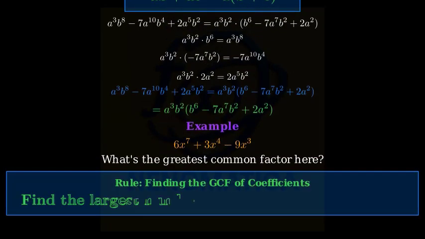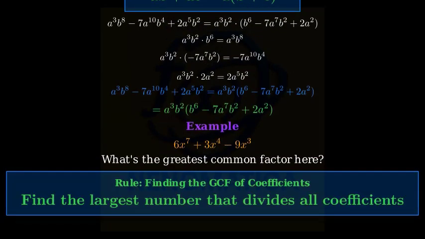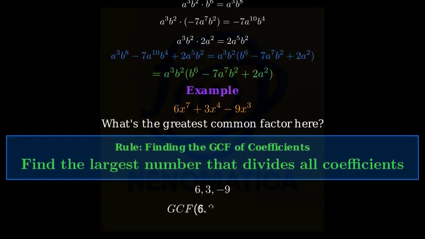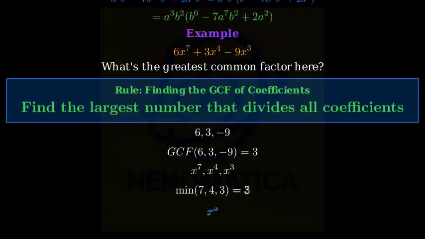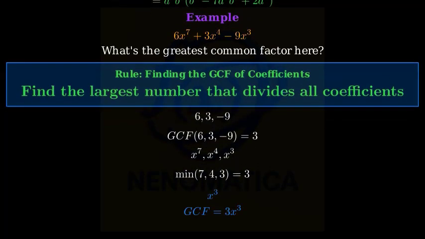For this expression, we need to identify the greatest common factor of all three terms. First, let's look at the coefficients, 6, 3, and minus 9. The greatest common factor of these numbers is 3. Next, for the variable x, we have x^7, x^4, and x^3. The smallest exponent is 3, so our GCF will include x^3. Therefore, the greatest common factor is 3x^3.